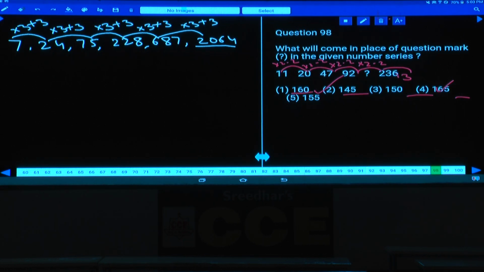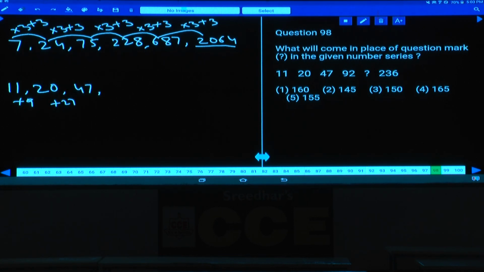Then question number 98. 11, 20, 47, 92. Yes, tell me what is the difference between these two numbers. 11 and 20, the difference between these two is 9, and 20 and 47, now the difference between these two is 27. Next one 47 and 92. What is the difference here? Tell me what is the difference here? 45 is the difference between these two.